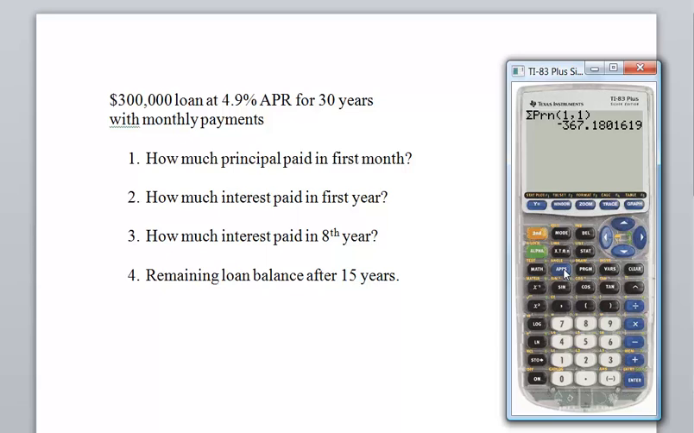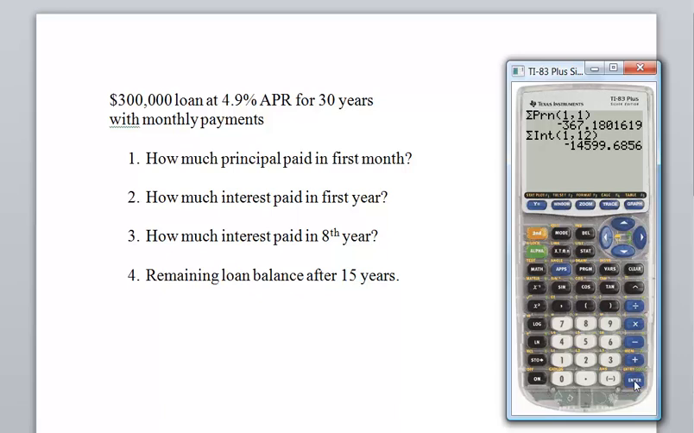Our next one: how much interest in the first year? Again, don't go anywhere, but just hit apps and select finance. Scroll down till you get to the interest function, which is the sum of INT. Hit enter. We want the first year, so that's going to be months 1 through 12. Close it up. Hit enter. And there you go. For the first year, the interest will be $14,599.69.